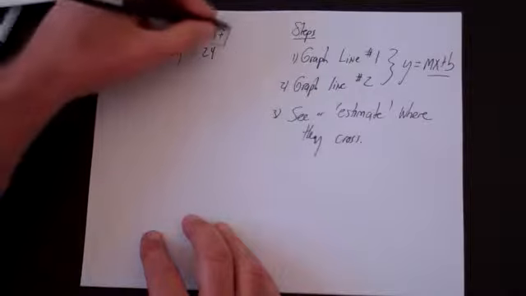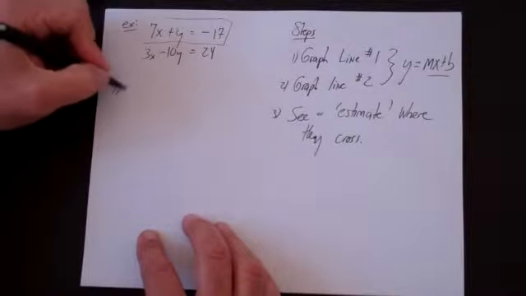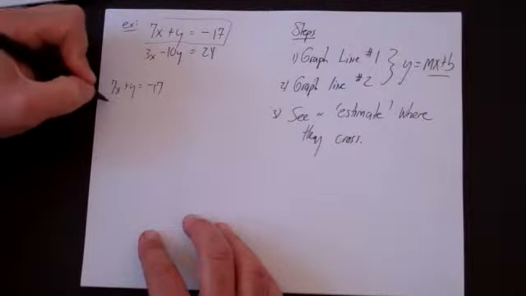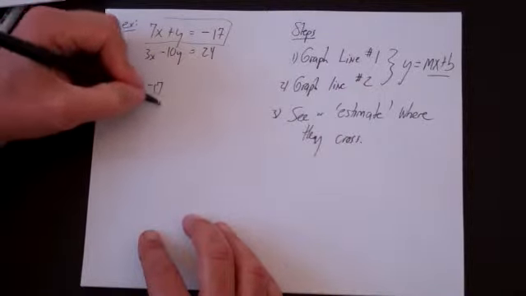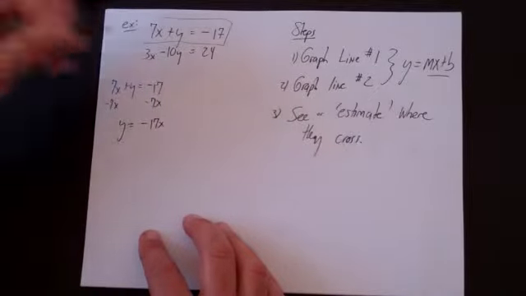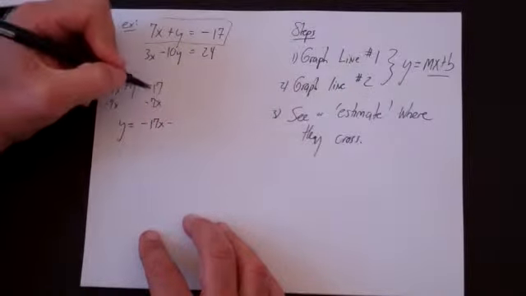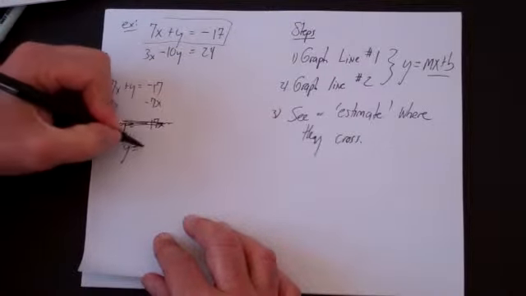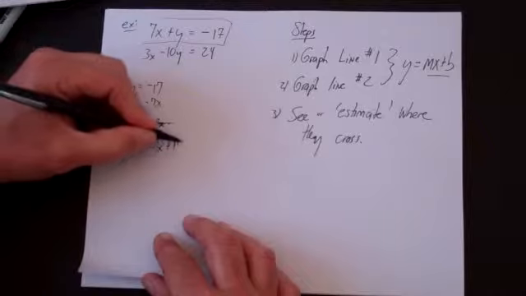So let's look at the first one here. 7x plus y is equal to minus 17. I'm going to rewrite it as y equals mx plus b, so I subtract 7x, and I get y is equal to, oops, my bad, y is equal to minus 7x minus 17.